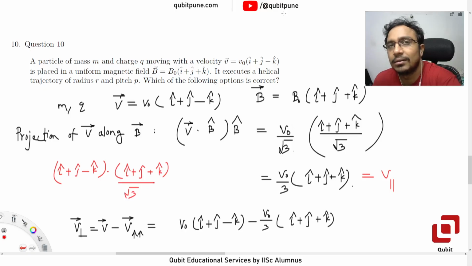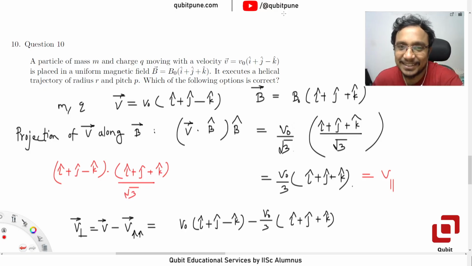So what I did was I first took the cross product to find sine theta, and then in the other equations I used mv sine theta square upon r equals the force, which is qvb, v cross b. Fair enough. And for the pitch, I just used v cos theta into time period, and time period is not dependent on velocity, so it will be 2 pi m by qb. Okay, fair enough.